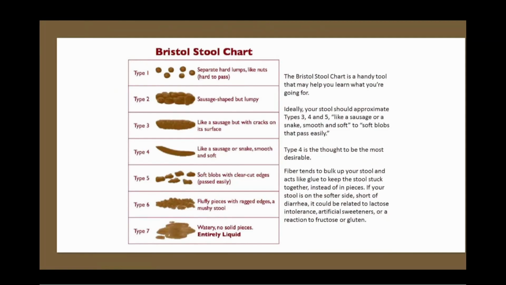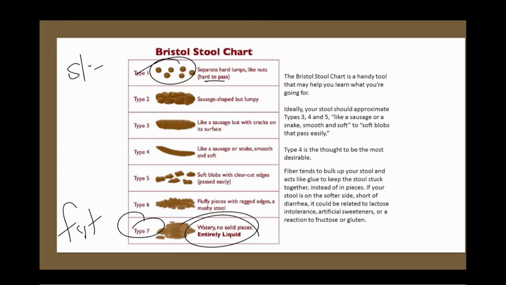If you're ever curious about what your poop tells you, there's a Bristol chart, and you can say, oh, if I'm pooping out like little nuggets, what does that mean? Hard to pass. Then obviously type 7, watery, entirely liquid. What's going on? Obviously, this is fast transit time. This is slow transit time. Okay, you're pulling out more and more water.